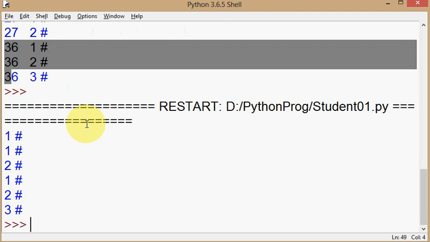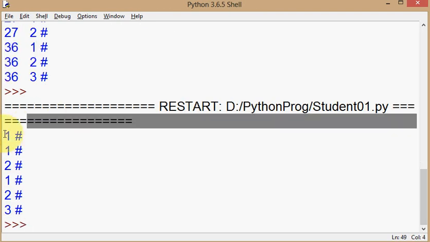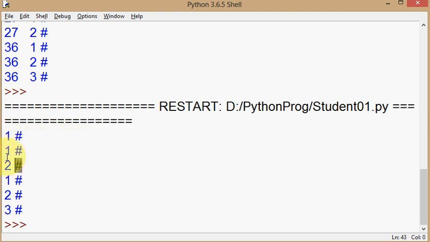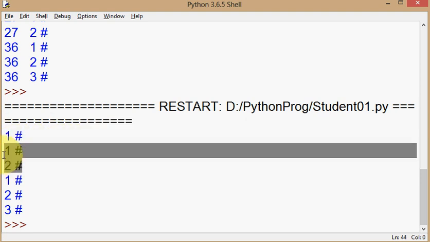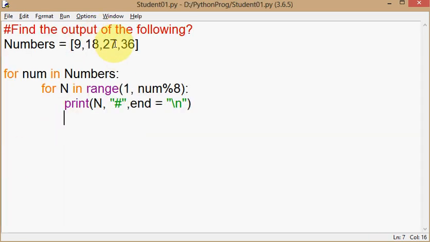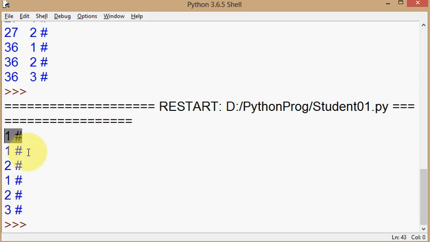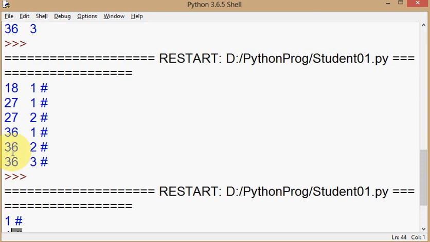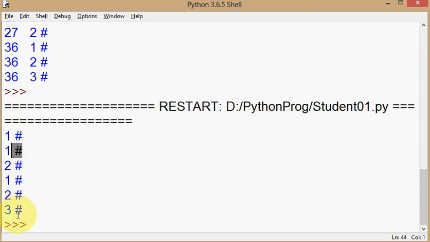Now we can run it. This is for 18, this is for 27, and these three lines are for 36.